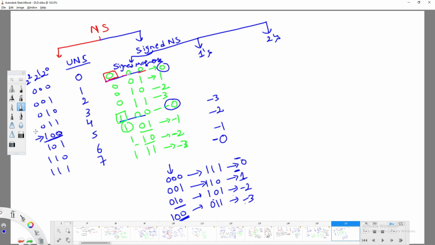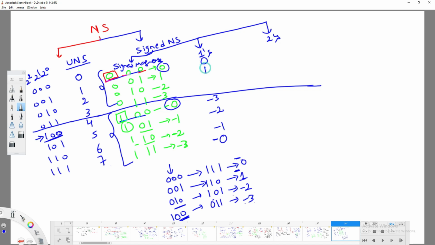Try not to get confused. I just divided it into two parts: one is the positive part, another one is the negative part. I hope you got up to here. 100 will act as minus 3, and the remaining part above should work as it is, like 0, 1, 2, 3. Similarly, in 2's complement also, it will work as it is: 0, 1, 2, 3.